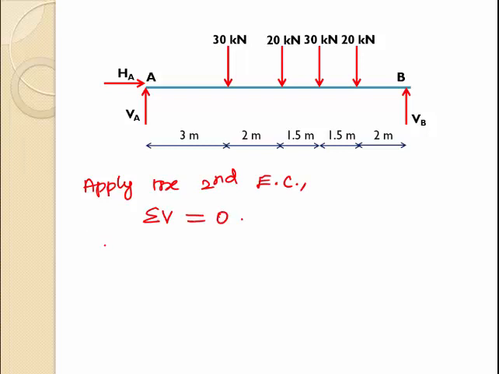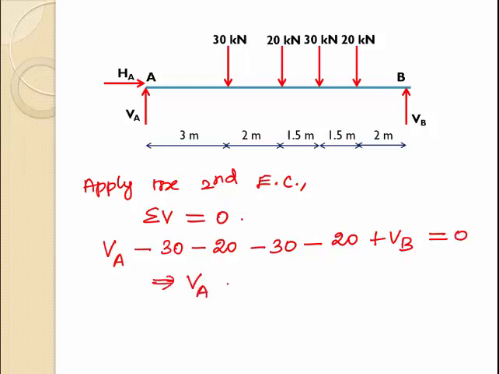So starting from the left support, VA is acting in the positive y-axis direction. Next, at 3 meter distance from point A, there is a point load of 30 kilonewton acting in the negative y-axis direction. So minus 30 and minus 20, and at a distance of 6.5 meter from point A, there is a point load 30 and 20. Then at the right end of the beam, the vertical reaction considered in the positive y-axis direction, VB, is equal to 0. So by resolving this, we get the expression: VA plus VB is 100 kilonewton.